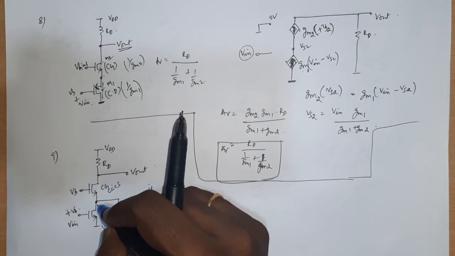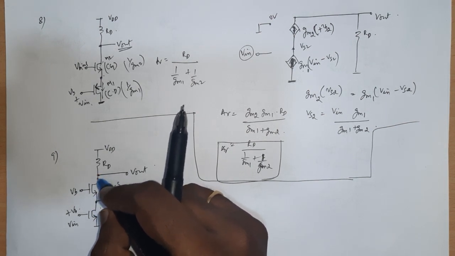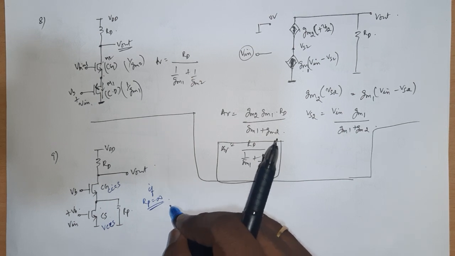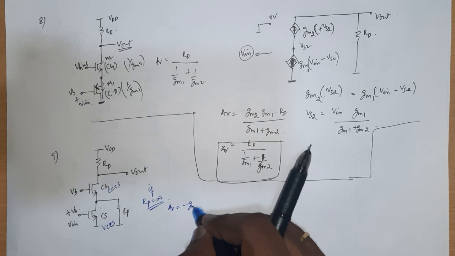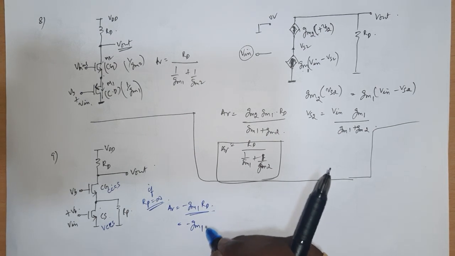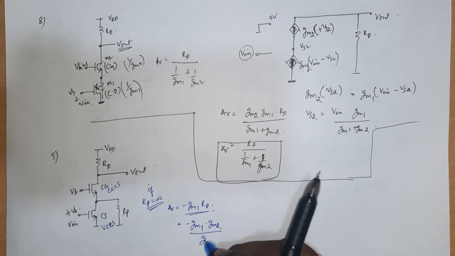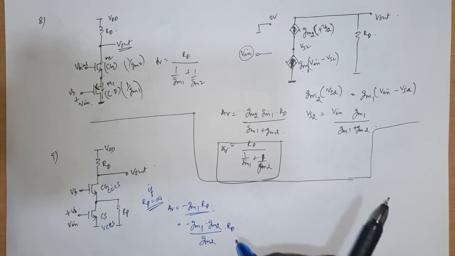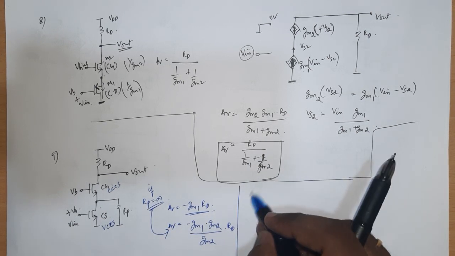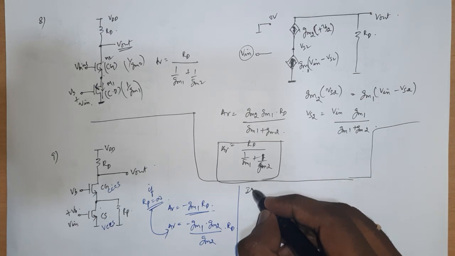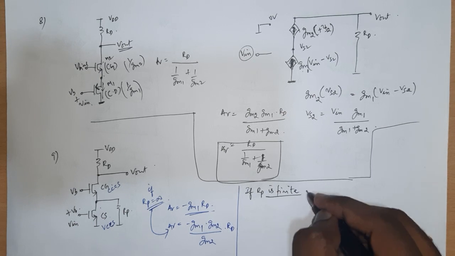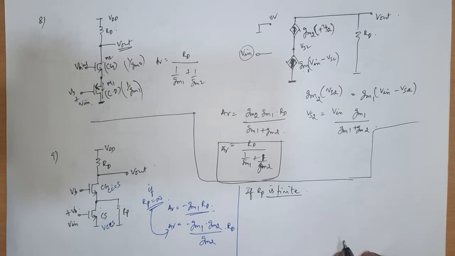So we said whatever current is the output of this transistor will be the same current at this point. So we said that the gain will be exactly minus gm1 times RD. In fact, you got an expression like minus gm1 times gm2 times RD divided by gm2. Okay, this is what you get if RP is infinity. Now if RP is not infinity, let's see what happens. If RP is finite, let's see what the answer will be.